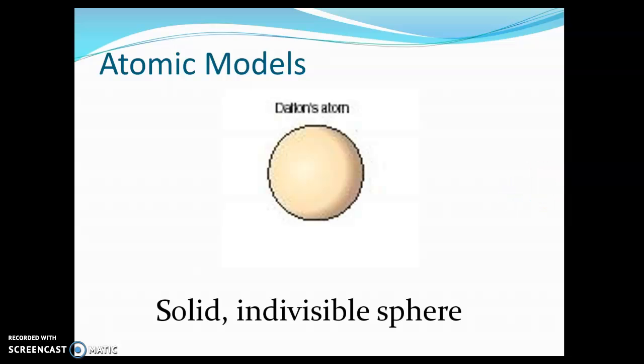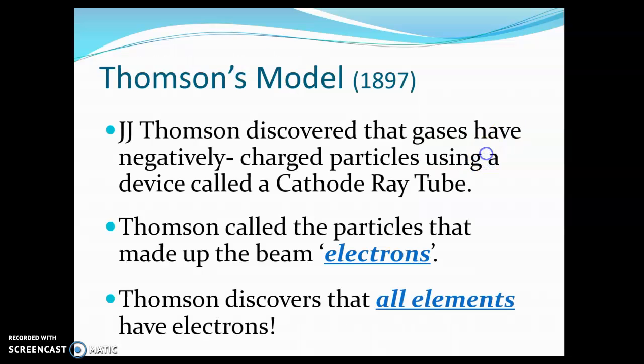Atomic model. So the model that we have now pretty much evolved over time. So I'm just gonna take you through how it has evolved. So Dalton's atom, he thought the atom was an indivisible sphere, right? Thomson discovered that gases have negatively charged particles using a device called a cathode ray tube. So if you did J.J. Thomson, this should be a part of what you found out. He called the particles that made up the beam electrons, and he discovered that all elements have electrons.